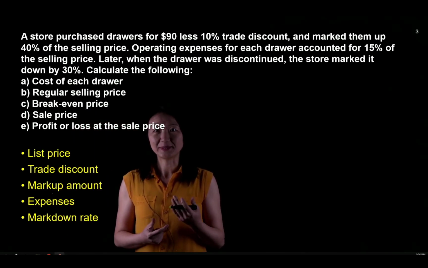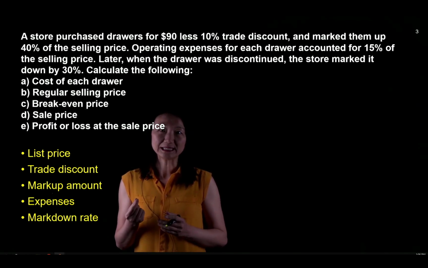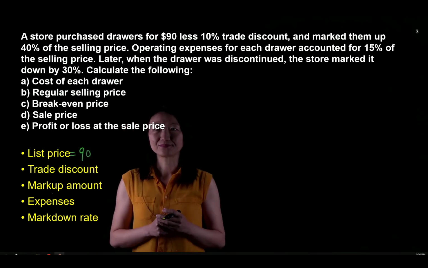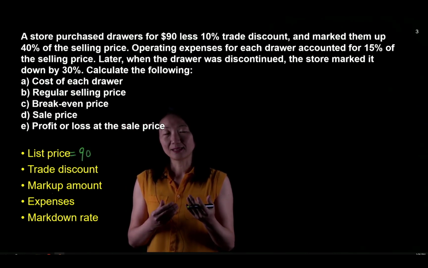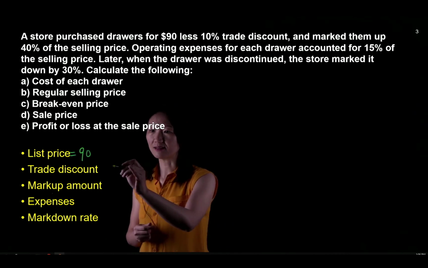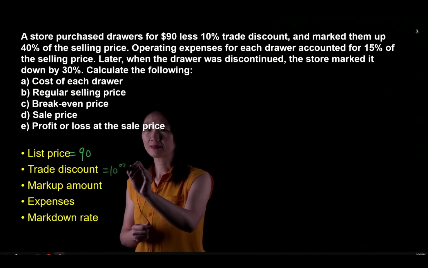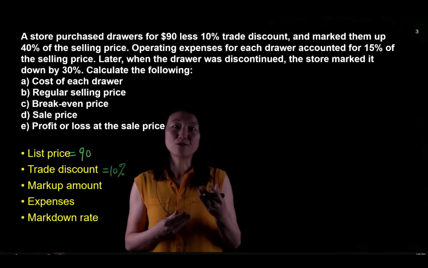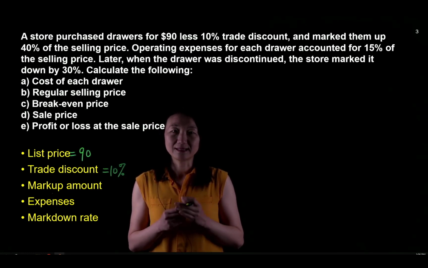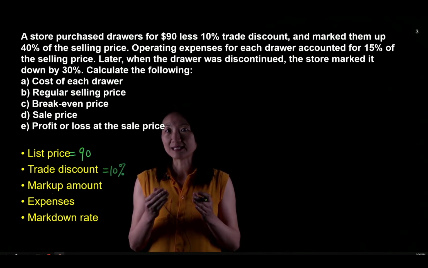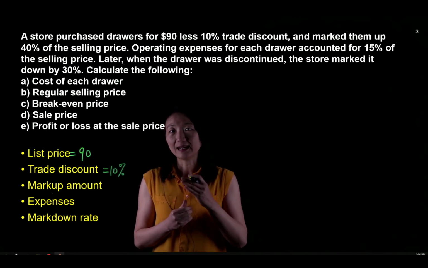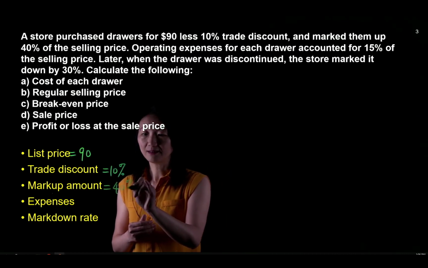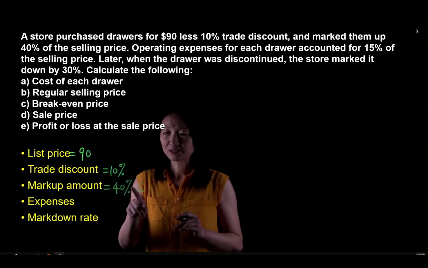Let's summarize the information being given. The drawers were listed at $90. That's the listed price. And when the store purchased them, they were given a 10% trade discount. Later on, the drawers were marked up 40% of the selling price. That means the markup rate based on selling price is 40%, and the markup amount is 40% of the regular selling price. So that is a multiplication.